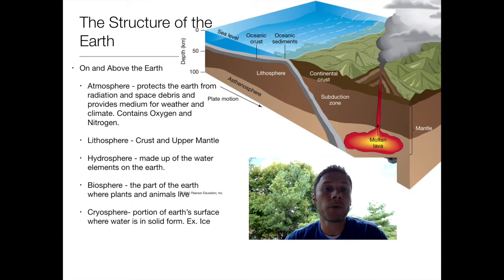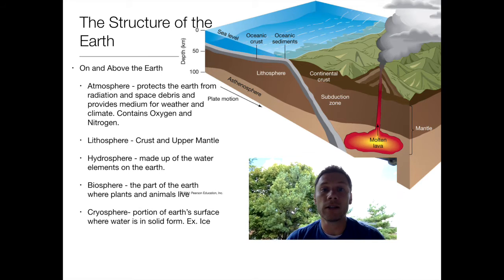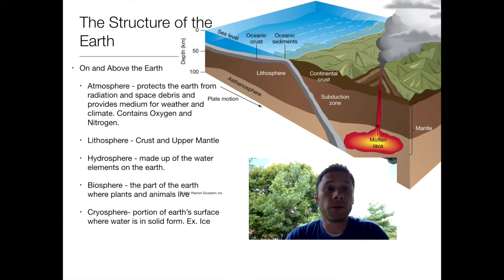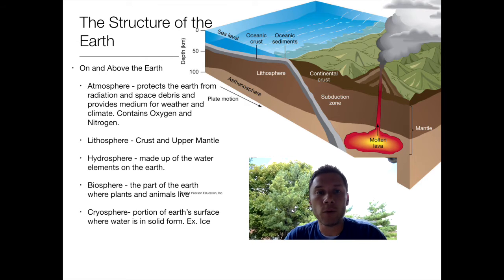And then also our fourth one here is the biosphere. The biosphere is the part where plants and animals live. And so it allows us to be able to grow things, allows us to be able to produce products for our consumption. And then there's the cryosphere. This is the part of the Earth's surface where water is in solid form. We have ice, so we have that specifically at the South Pole, the North Pole, especially in glacier form, and we'll talk more about those as we move along as well.